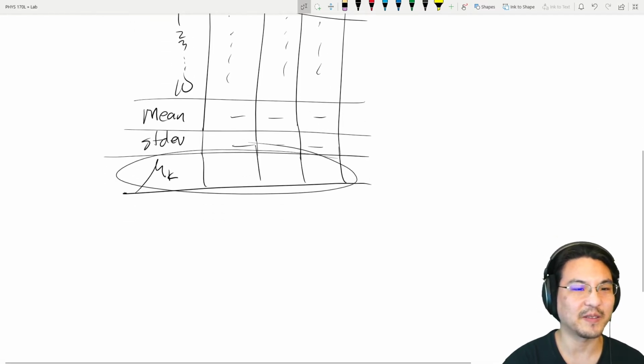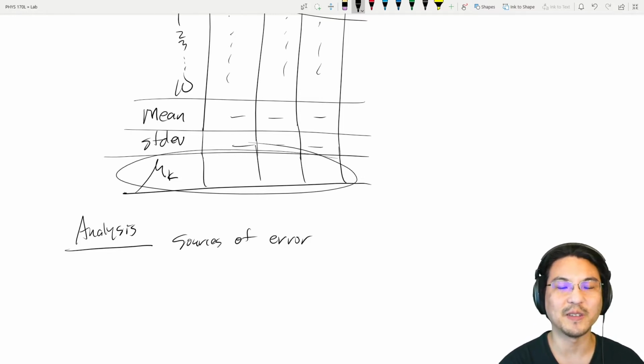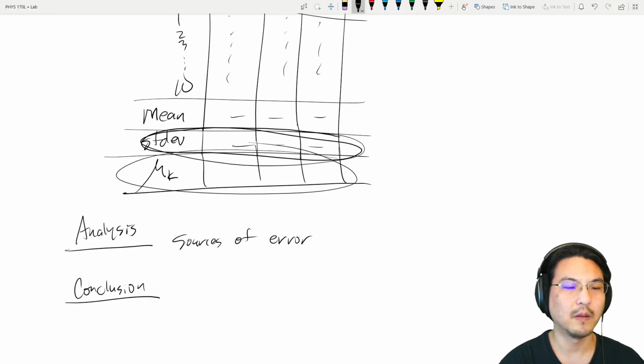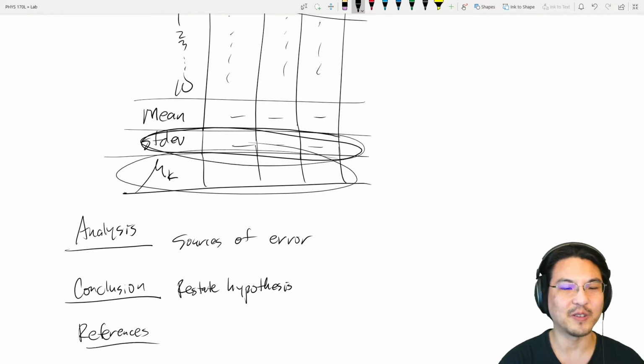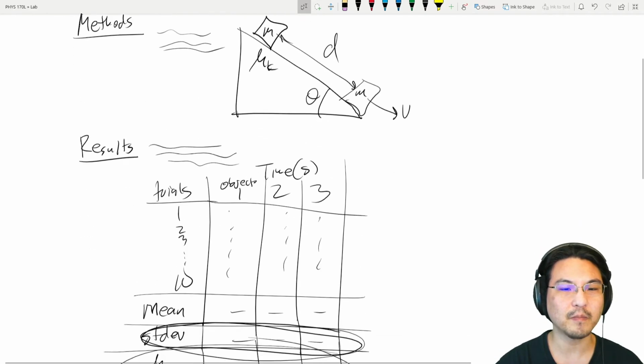Okay, so this is your results, and then the next section is analysis. So here you can discuss sources of error. You can talk about the precision of your measurements, which that comment comes from the standard deviation. Okay, and then the conclusion. You just restate your hypothesis, and then say whether your results support or refute that hypothesis. And then references. This is where you cite the references that you mentioned in your introduction or anywhere else in the report.